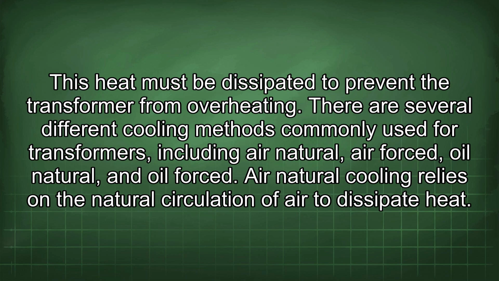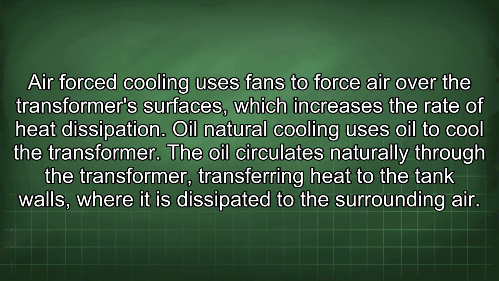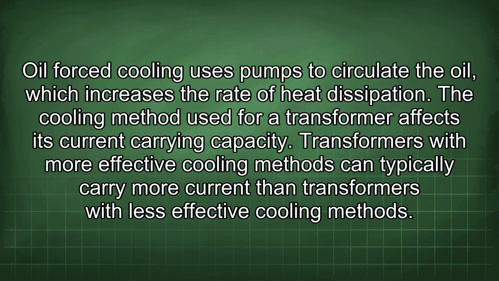Air natural cooling relies on the natural circulation of air to dissipate heat. Air forced cooling uses fans to force air over the transformer's surfaces, which increases the rate of heat dissipation. Oil natural cooling uses oil to cool the transformer. The oil circulates naturally through the transformer, transferring heat to the tank walls, where it is dissipated to the surrounding air. Oil-forced cooling uses pumps to circulate the oil, which increases the rate of heat dissipation.